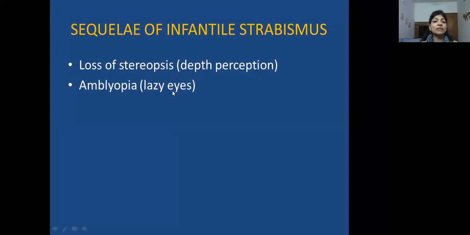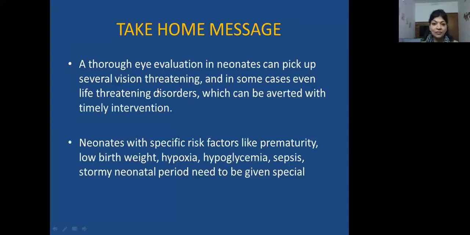And they can also develop amblyopia, that is lazy eyes, where vision is going to be subnormal in the eye with the squint. So just to conclude, a thorough eye evaluation in neonates would help pick up many vision threatening and sometimes even life threatening disorders, which can be averted with timely intervention.